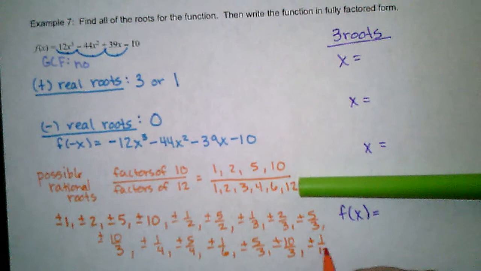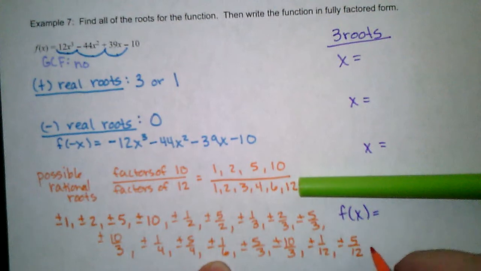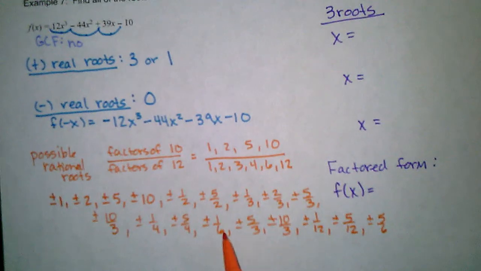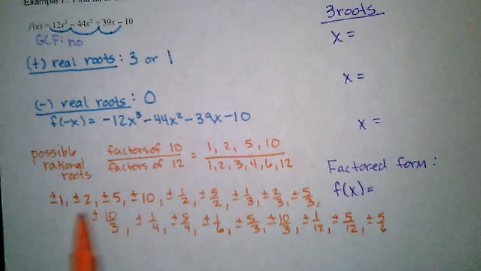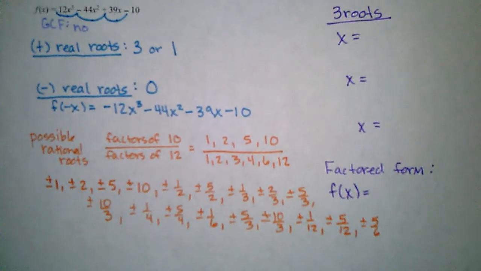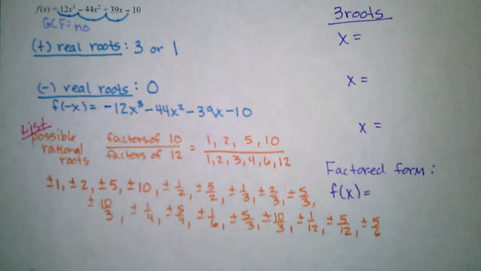So plus or minus 1/12. 2/12 would be 1/6. Plus or minus 5/12. And then 10/12 would be, ooh, I missed one, 5/6. Hopefully you caught that and got 5/6 back here when we were on 1/6. But that's all of the possible rational roots. So then we will start testing. So we had list, test, rewrite. Okay.